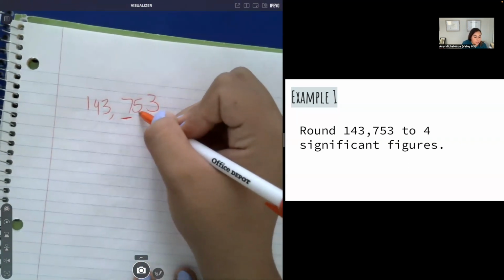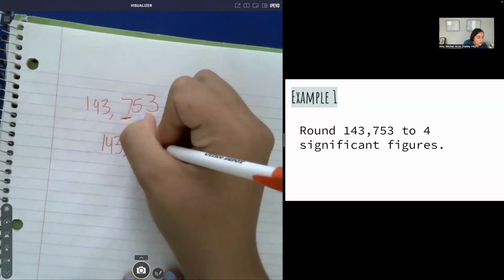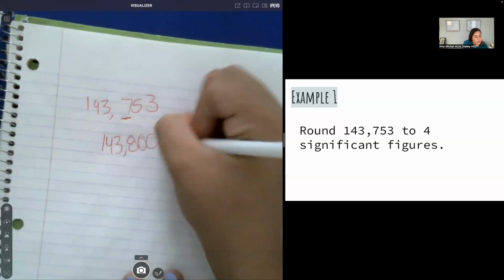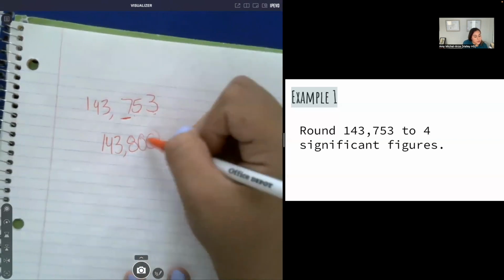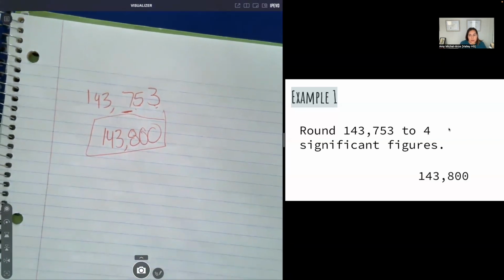The number to the right is 5. That means we round this up. 143,800. We want to turn these into zeros to hold the place value. So that would be the final answer to that one.